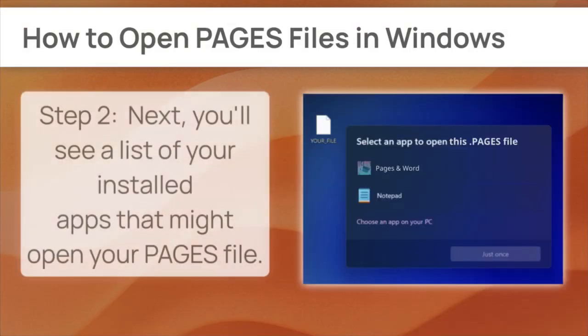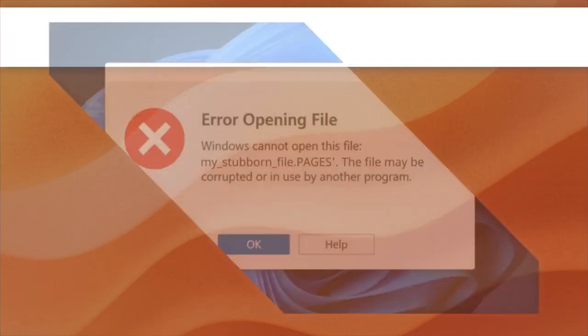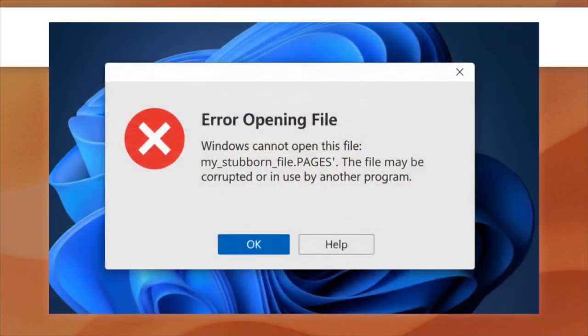Right-click your Pages file and hit Open With. If Pages in Word is on your machine, test it immediately. If not, any other listed program will work for the test. If you still can't open the Pages file, it's okay. You're dealing with a truly tricky Pages file.